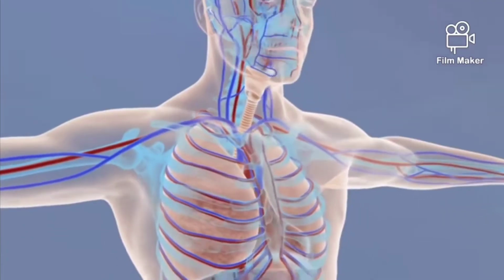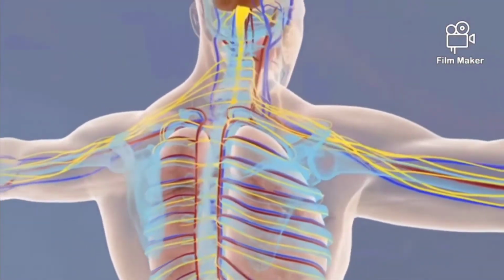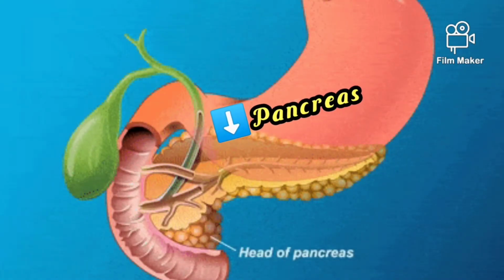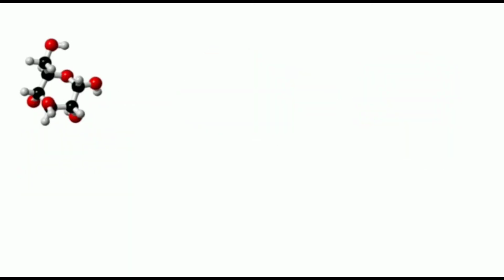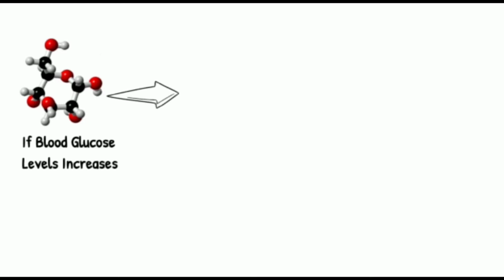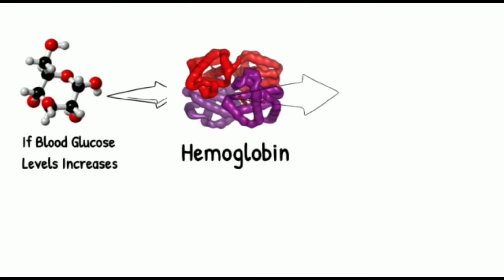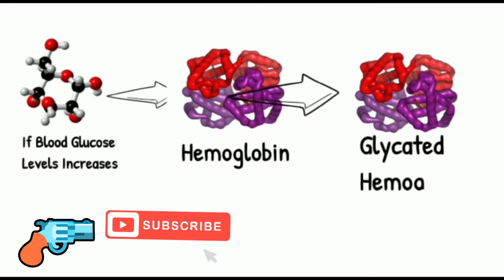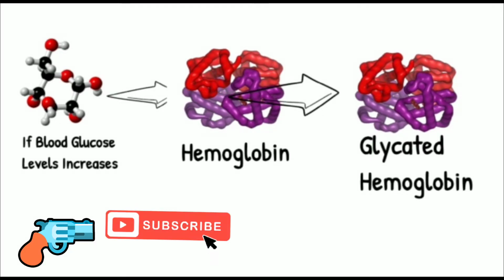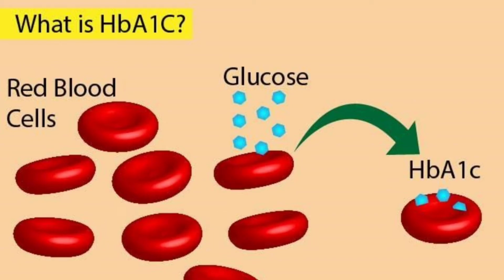Generally, the pancreas, which is an organ present in the human body, secretes insulin. But in diabetes, the pancreas does not produce insulin. Because of defective production of insulin, there are increased blood sugar levels. Whenever the blood sugar levels are raised, the glucose in the blood binds with the hemoglobin and forms glycated hemoglobin. So by using the HbA1c test, we can assess the glycated hemoglobin, that is, the glucose bound to hemoglobin in the human body.